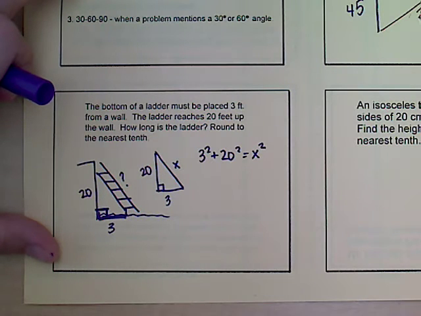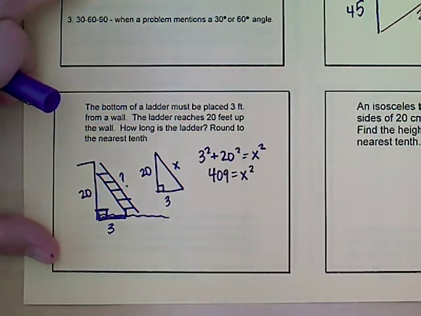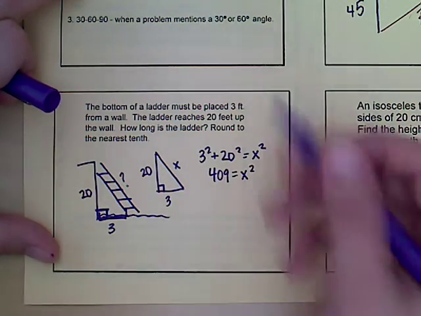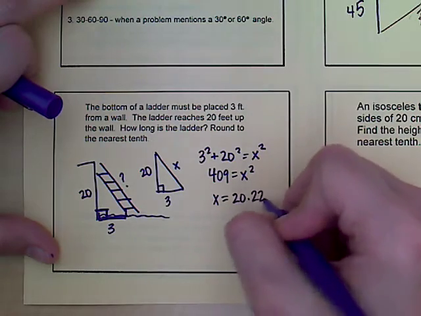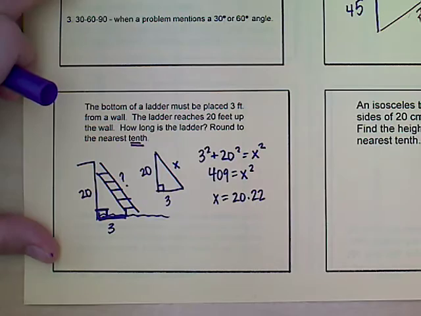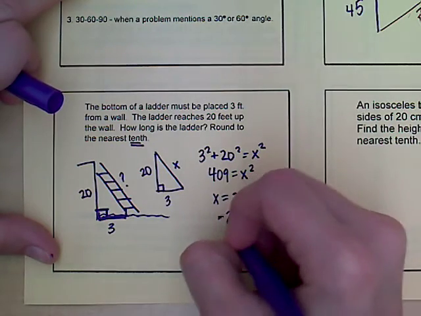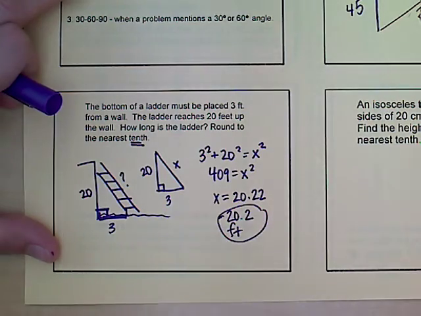If we go ahead and simplify, 3 squared plus 20 squared is 409, and that equals x squared. If I take the square root, x is 20.22. The problem tells me to round to the nearest tenth, which is 1 decimal. So it's going to be 20.2 feet.